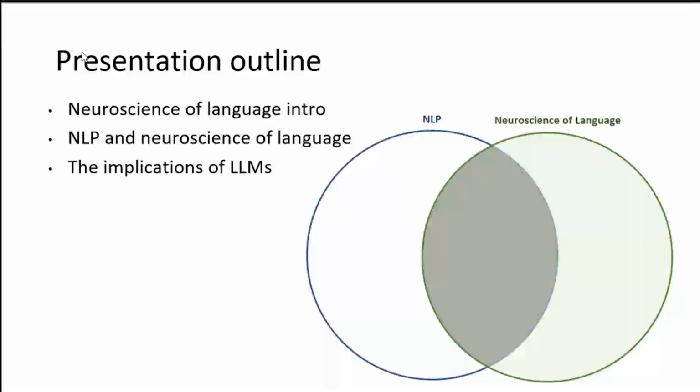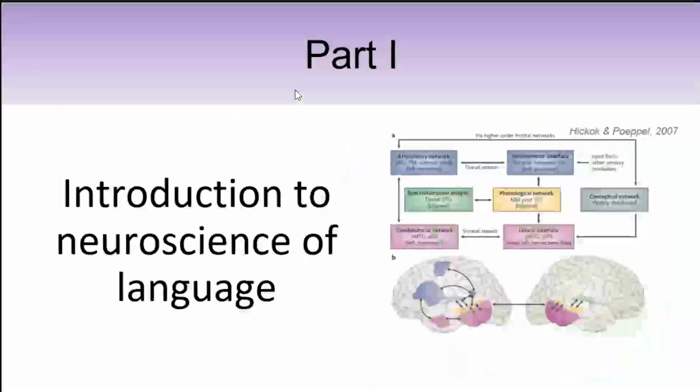And at the end, if we have time, and I think we'll have time, we'll talk a little bit about the implications of large language models today for the brain. What can ChatGPT tell us about the brain, if anything at all? I think it's an interesting question we should be thinking about, especially in the year 2025.